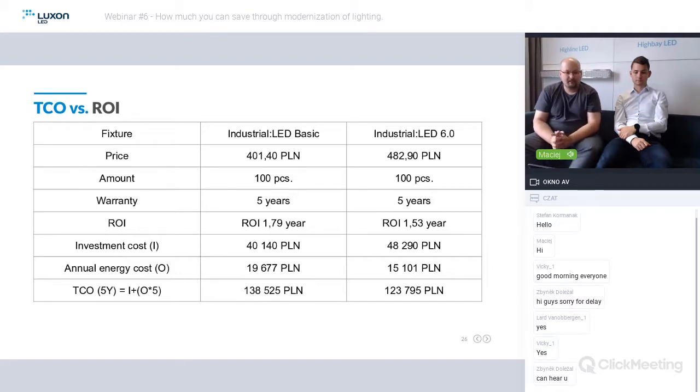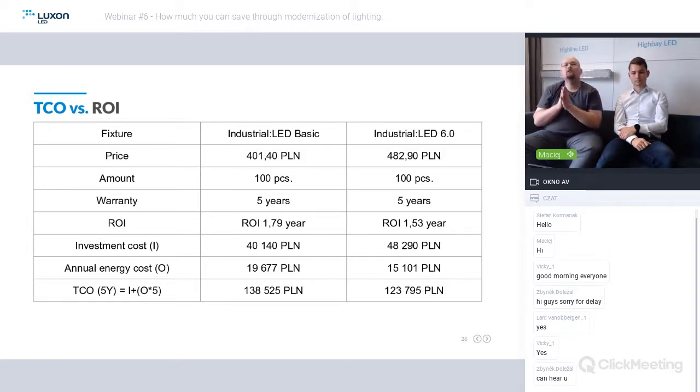Polish zloty. But if we look at the annual energy costs that you have to pay, so this is not the energy saving, this is the actual energy cost that you have to pay to use that particular lighting system for a year. So with the lower efficacy, you pay almost 20,000 PLN. With the better efficacy, you pay 25% less for the energy every year.